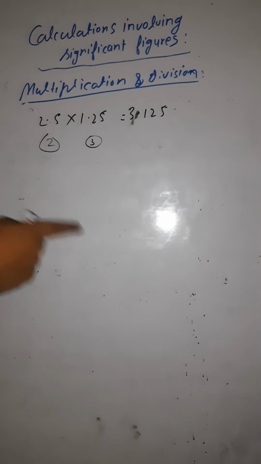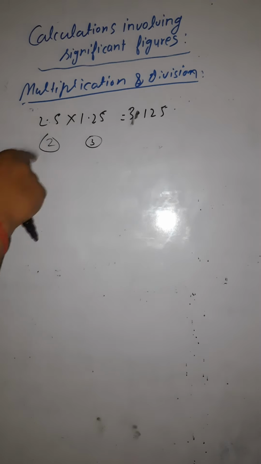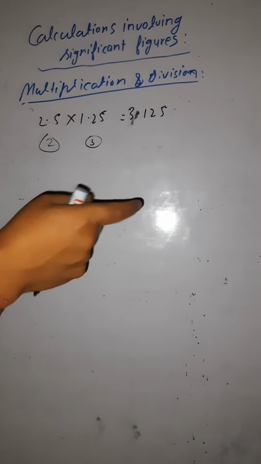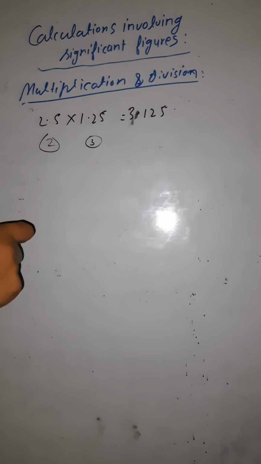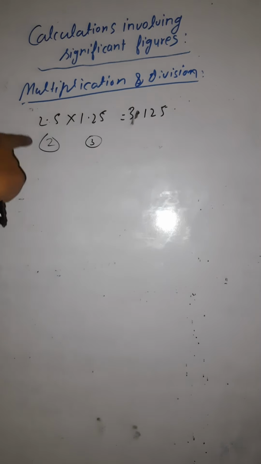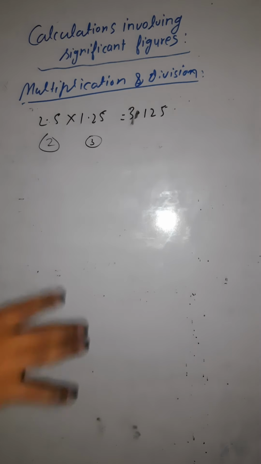The term which has the least number of significant figures, you would report the result according to that one term. Getting or not? Let me tell you once more: the term which has the least number of significant figures, you report the result according to that term. Okay, it's a simple way.